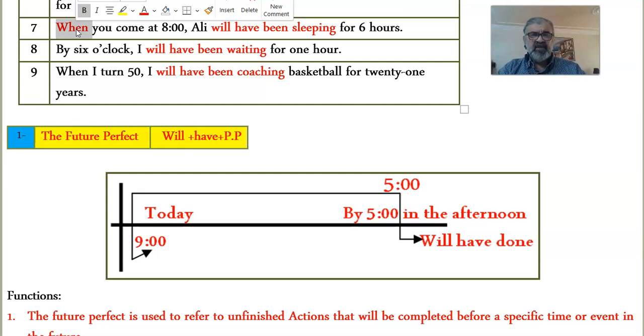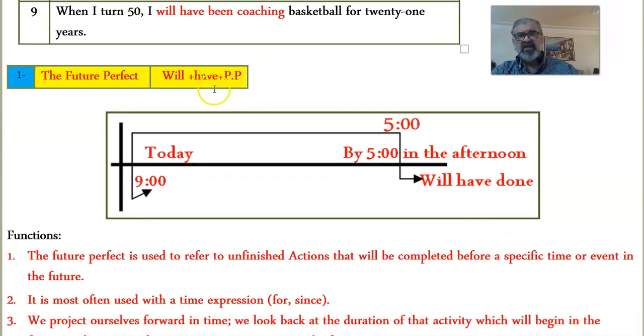When I turn 50, now the guy who says that is 29 years old. He started coaching basketball, and he knows that he's going to keep coaching basketball until he becomes 50 years old. So when I turn 50, I will have been coaching basketball for 21 years. Now what about the future perfect?